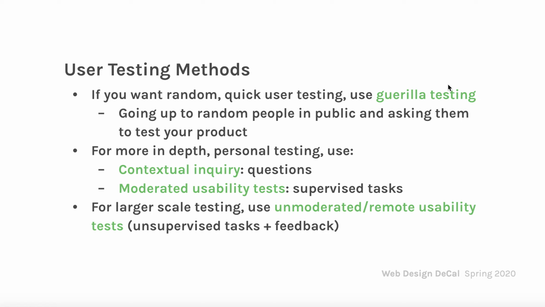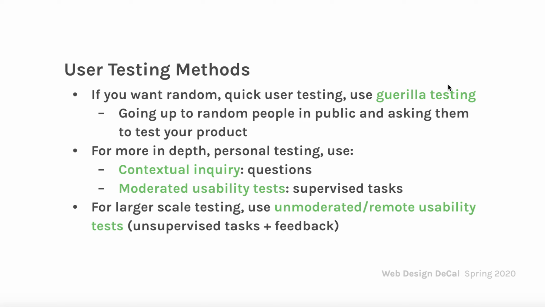So some methods for user testing are guerrilla testing. So basically going up to random people in public and asking them to test your product. Usually a good idea when doing this is to offer them some kind of reward for doing this. Also, please be careful doing it.